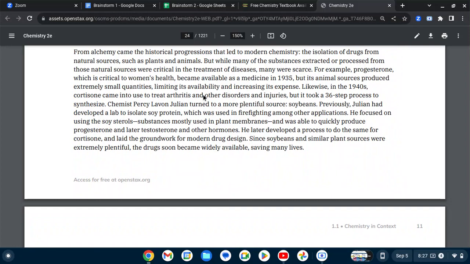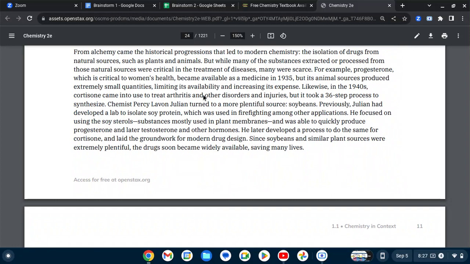the isolation of drugs from natural sources, such as plants and animals. But while many of the substances extracted or processed from those natural sources were critical in the treatment of diseases, many were scarce. For example, progesterone, which is critical to women's health, became available as a medicine in 1935, but its animal sources produced extremely small quantities, limiting its availability and increasing its expense.